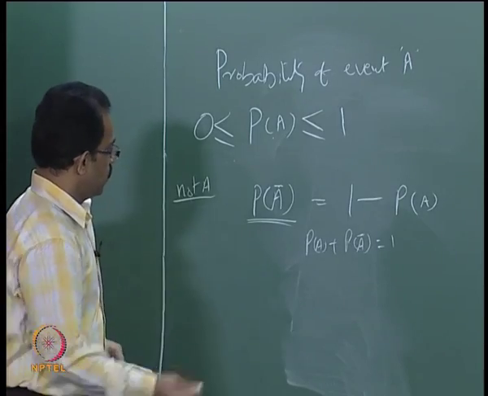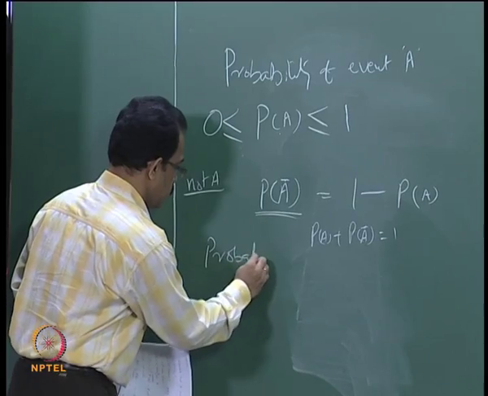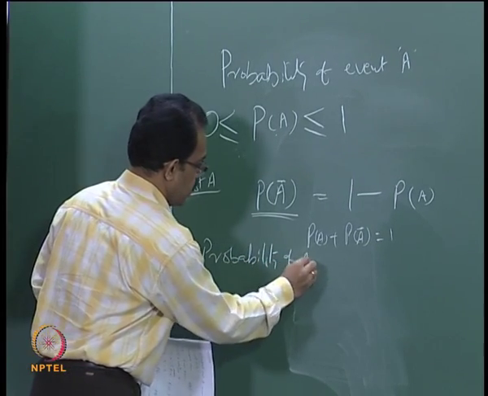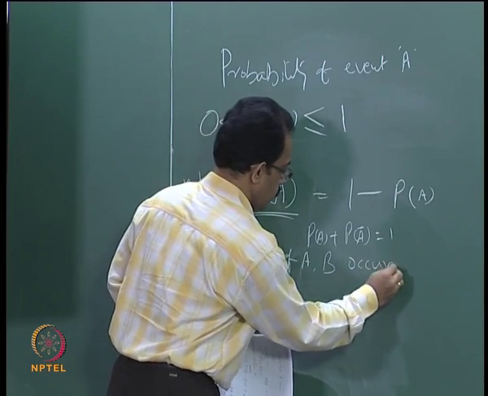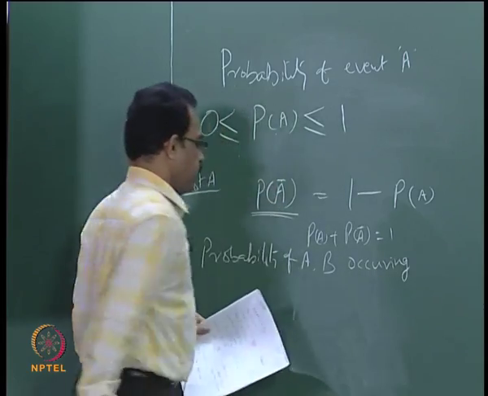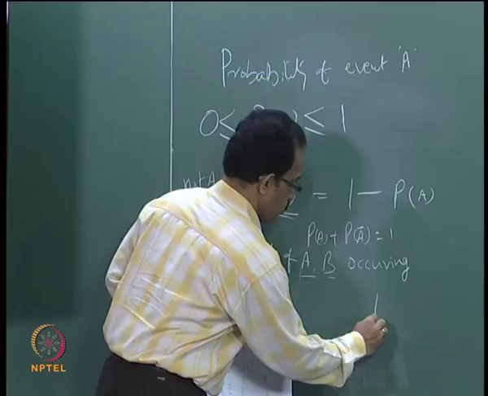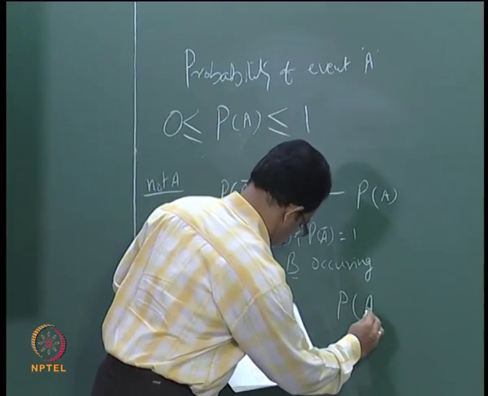And then we have a few other things like the probability of A and B, the probability of event A and B both occurring, which is given as the probability of A intersection B.